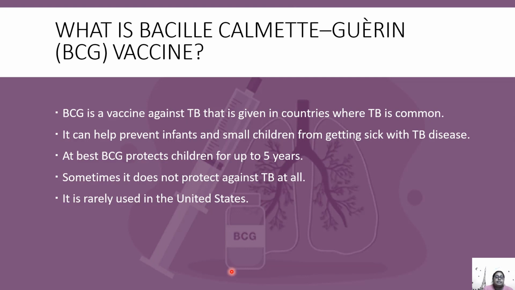Now, what is the BCG vaccine? BCG is the Bacillus Calmette-Guerin vaccine. BCG is basically a vaccine against TB that is given in countries where TB is very common. I think in India also people get the BCG vaccine when they are young. It can help prevent infants and small children from getting sick with the TB disease. At best, BCG protects children for up to 5 years. Sometimes it does not protect against TB at all. I'm pretty sure in India also people take this vaccine as children. I'm not 100% sure, but I've heard of this vaccine before.